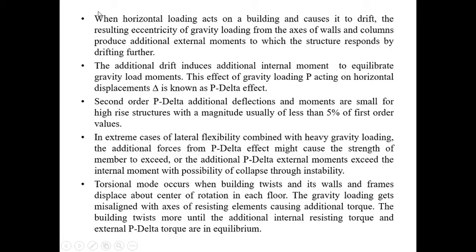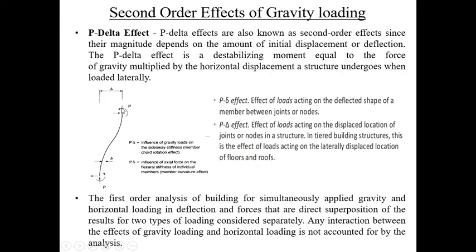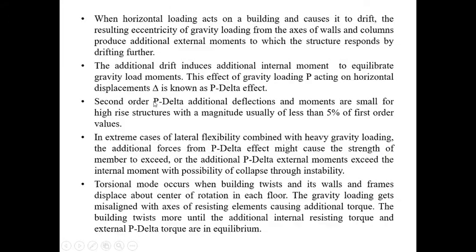Again, we further define it: the horizontal loading acting on the building causes it to drift, that is, it makes it sway. As it gets shifted, the resulting eccentricity is produced. The eccentricity of the gravity loading from the axis of the walls and the columns produces additional external moments to which the structure responds by drifting further.